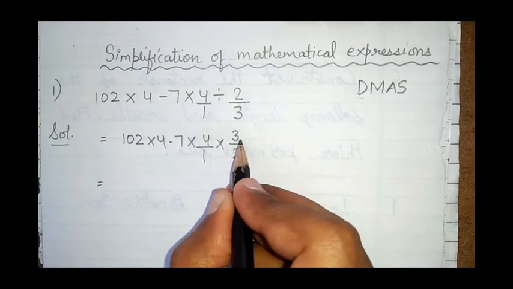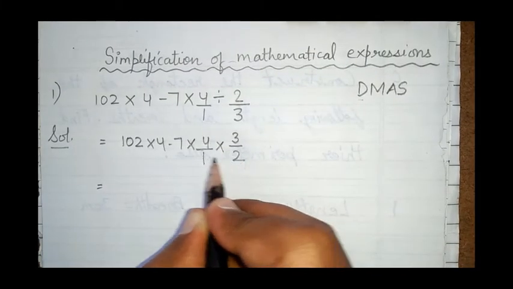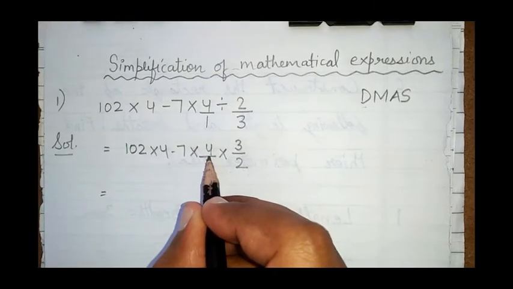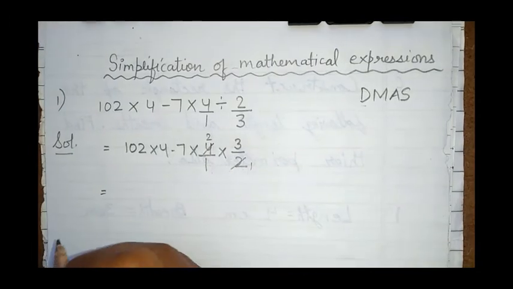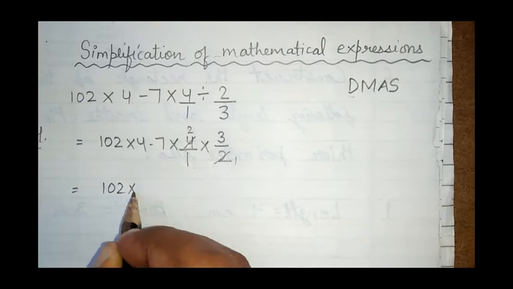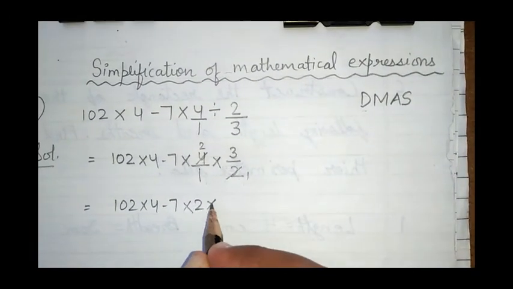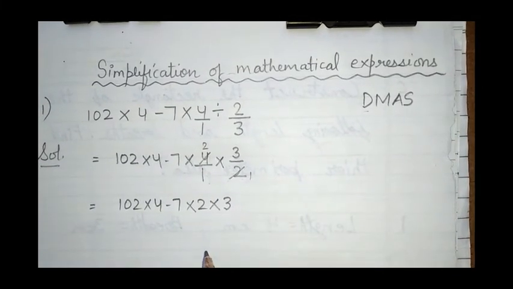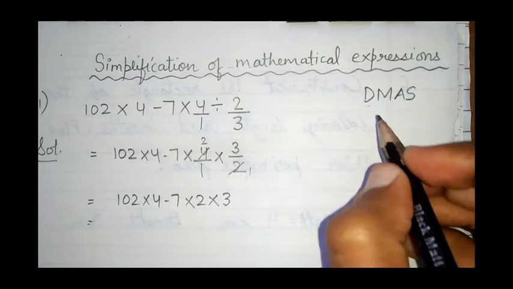Now before multiplying the numerators together and the denominators together, I have told you to reduce the numbers if they can be reduced. So 2 and 4, they both can be reduced. 2 1s are 2, and 2 2s are 4. Now we have 102 into 4 minus 7 into 2 into 3. In the denominator we have 1, so there is no need to write 1 in the denominator because all are whole numbers. Okay. Now division is done.